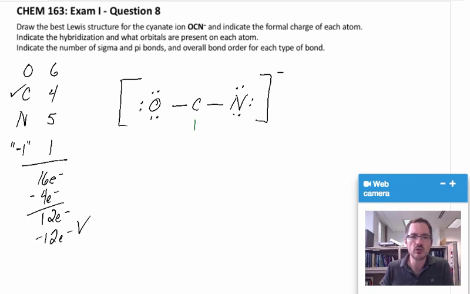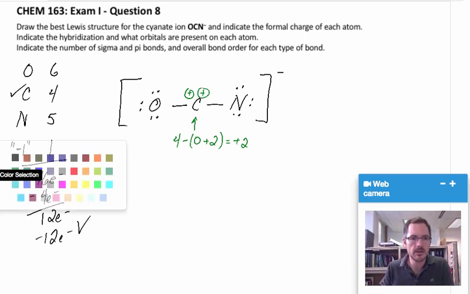The first one I want to do is carbon. It has a valence number of 4, but it has no outer electrons that are paired, and it has 4 bonded electrons, or the same thing as saying it just has 2 bonds. So I'm going to have 4 minus 2, which is a +2 charge. I'm going to put 2 positive signs here just to let me know that that's what the formal charge is going to be.